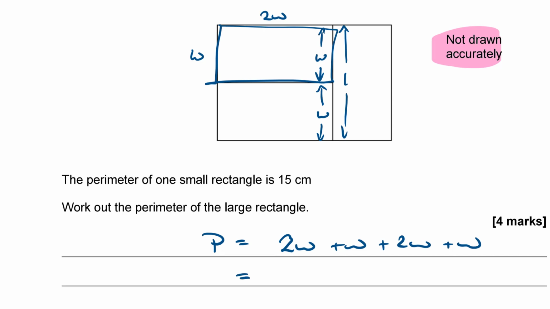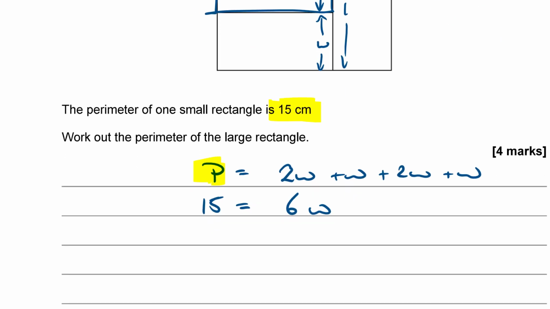So how many W's is that then? That's 6 W's altogether. And we're told that the perimeter of the small rectangle is 15. So we can replace the P there with the 15. And that tells me that 6W is equal to 15. So dividing both sides by 6, I'm going to get W equals 15 over 6. So 6 goes into 15 twice, remainder 3. So W is 2 and 3/6, or 2.5, isn't it? 2.5.